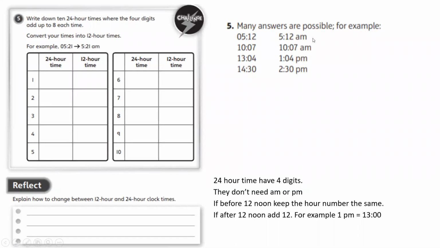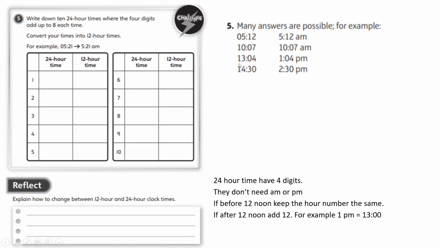So here's some possible examples. So they've done 10:07, and we're not adding 10 and 7, we're just adding the single digits. So adding 1 and 7, and that equals 8. And then 10:07 is a morning time, so it's 10:07 AM. Another one: looking at 1 plus 3 is 4, so 13. So you've got 4 plus 4, so 13:04, and then we convert that to 12-hour, and it'd be 1:04 PM.